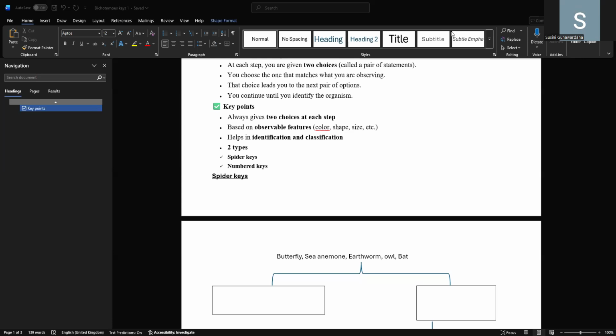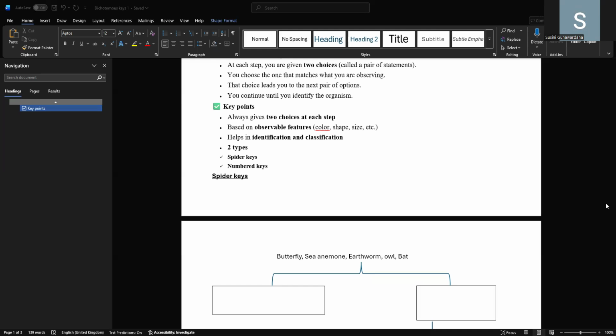Last day we discussed dichotomous keys. So what is this dichotomous key? Can you remember? It is a scientific tool that is used to identify organisms or objects by using pairs of opposing characteristics. So basically, we use these dichotomous keys to identify and classify organisms. That day, we discussed keys related to plants. So today, we are going to talk about keys related to animals.